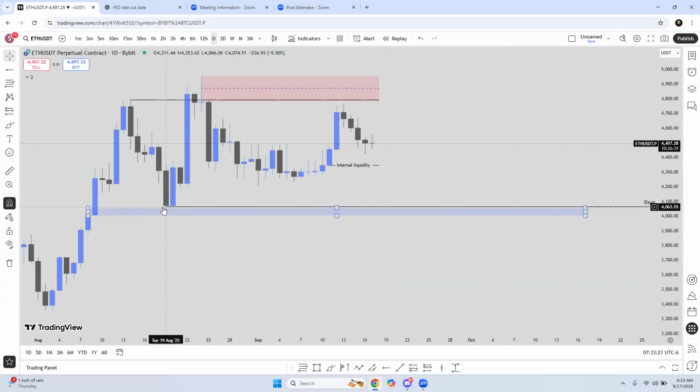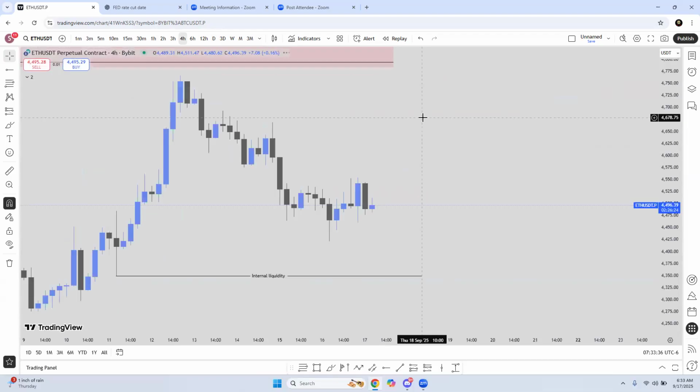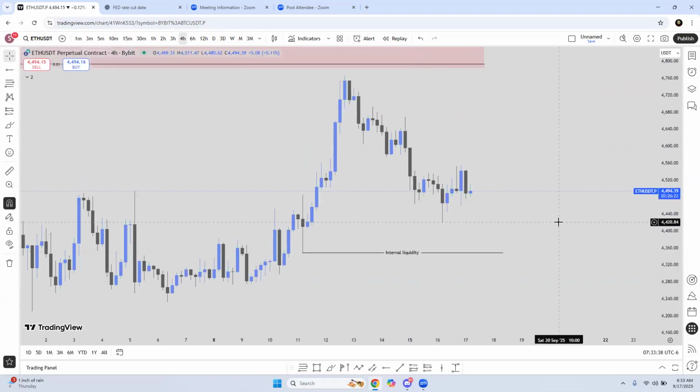This is a D support I marked there, already marked there. This is a lower time frame demand here, just under D support. This is a range high and this you can act as a range low. So we are pretty much in range. Lower time frame, we have this internal liquidity.